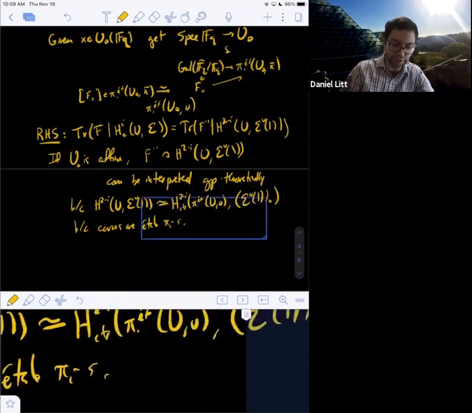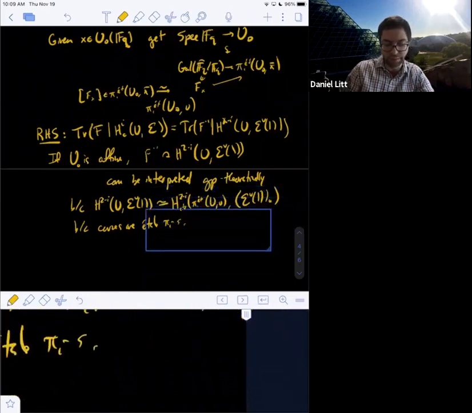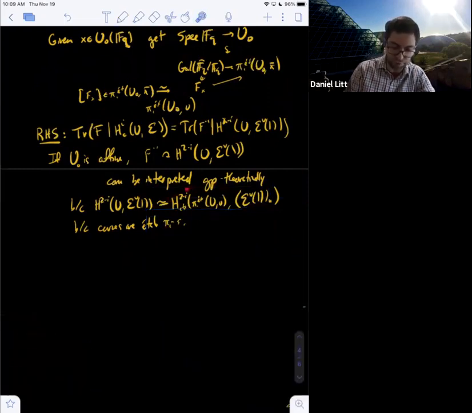So another way of saying this is that the thing on the right hand side is the cohomology of the finite Etale site, almost by definition. And the claim is that this cohomology is the same as the cohomology of the Etale site, which is what this site is.